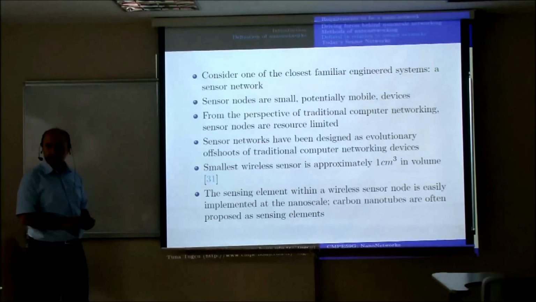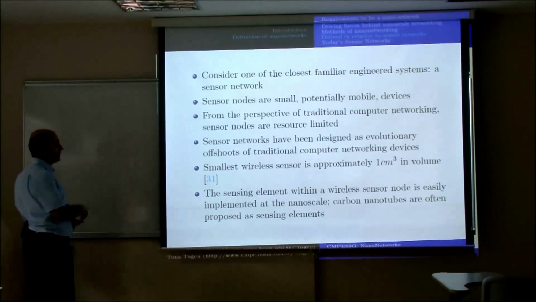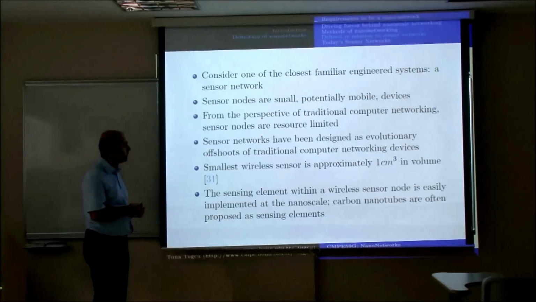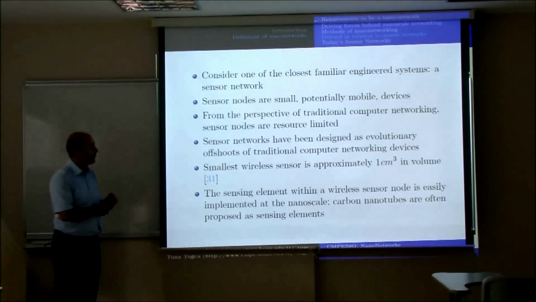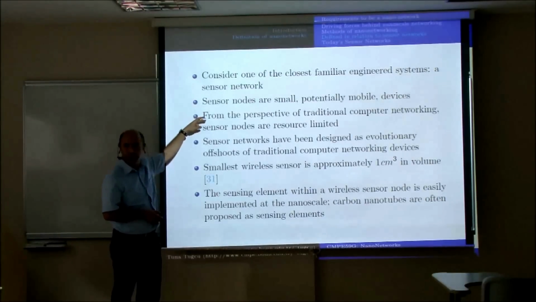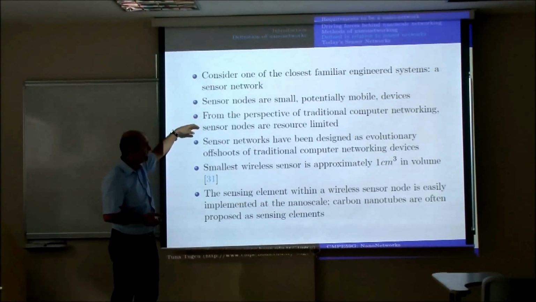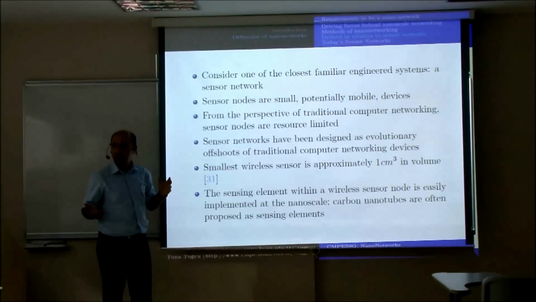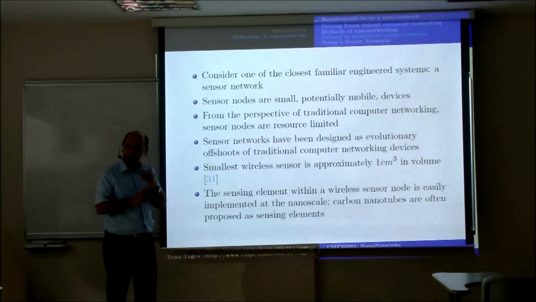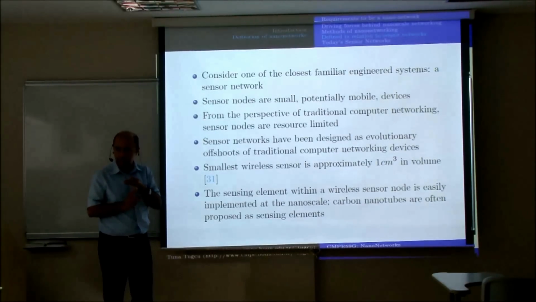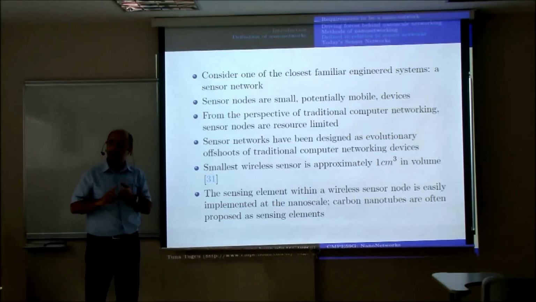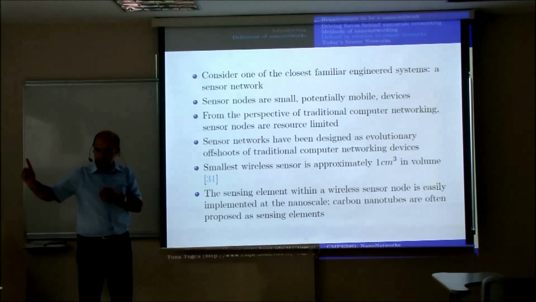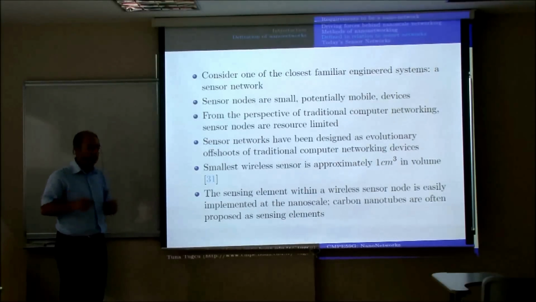Going back to the sensor network analogy, consider the sensor nodes. They're small and potentially mobile devices. From the perspective of traditional computer networking, the sensor nodes are resource limited. They don't have much processing power, they don't have much storage or memory, and they don't have sufficient battery. They have smaller antennas, so their transmission ranges are shorter.